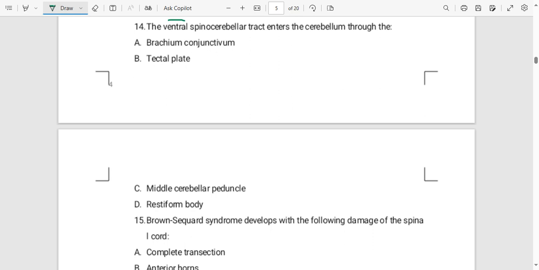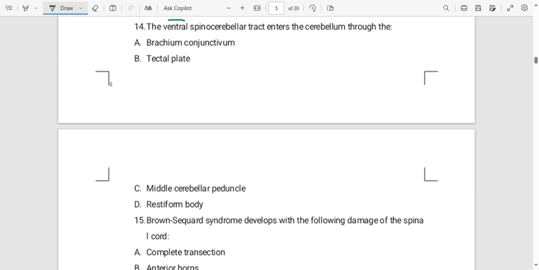You are going to have those which are coming from the spinal cord, like the spinocerebellar. You have got the dorsal spinocerebellar, the ventral spinocerebellar. You also have the cuneocerebellar. The ventral, also known as the anterior spinocerebellar, is coming from the muscle spindles, the Golgi tendon organs, and the joint receptors. It is going to the cerebellum through the superior cerebellar peduncle, which is also known as the brachium conjunctivum.